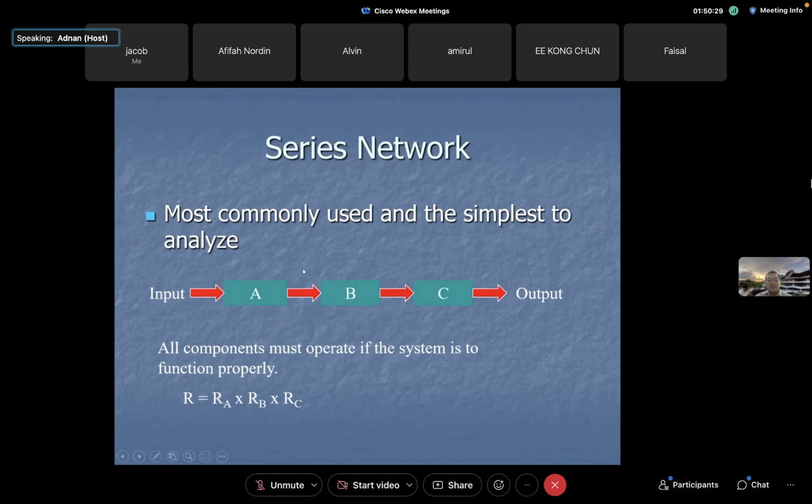So we say this is a serial design, a serial network. If you link all the components, it's going to be in series. So what is the reliability of this series? It is given by this formula. Very simple formula. Reliability of the system is equal to reliability of component A, times reliability of component B, times reliability of component C.